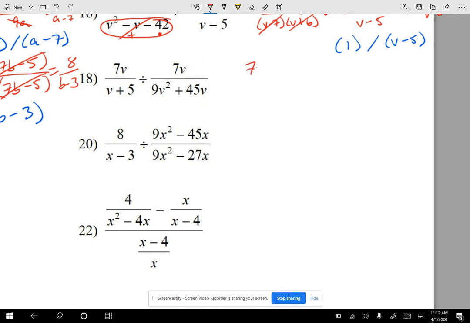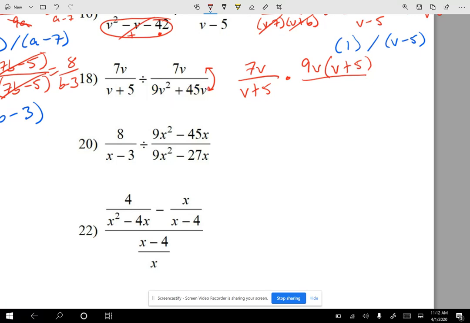The first fraction, I have 7v over v plus 5 times. Remember, I'm going to flip the second fraction. So right now for the top, I'm looking at 9v squared plus 45v. I said, well, numbers-wise, I can divide each by 9. Letter-wise, I can take a v out. So let me divide each of them by 9v. That gives me v plus 5 over.